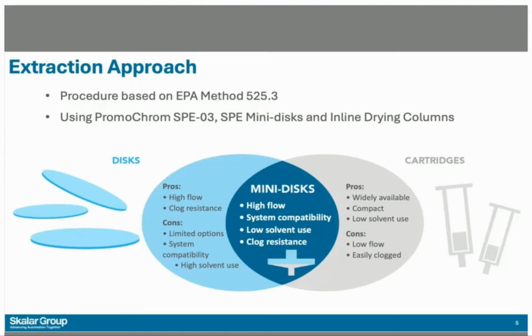So our SPE mini discs that we supply as PromoChrom, we really set out to get the best of both worlds. They're 30 millimeters in diameter, so that allows for a higher flow rate than cartridges, easier to integrate into a system than large discs, but they still use relatively low solvent volume and are more clog resistant than cartridges.